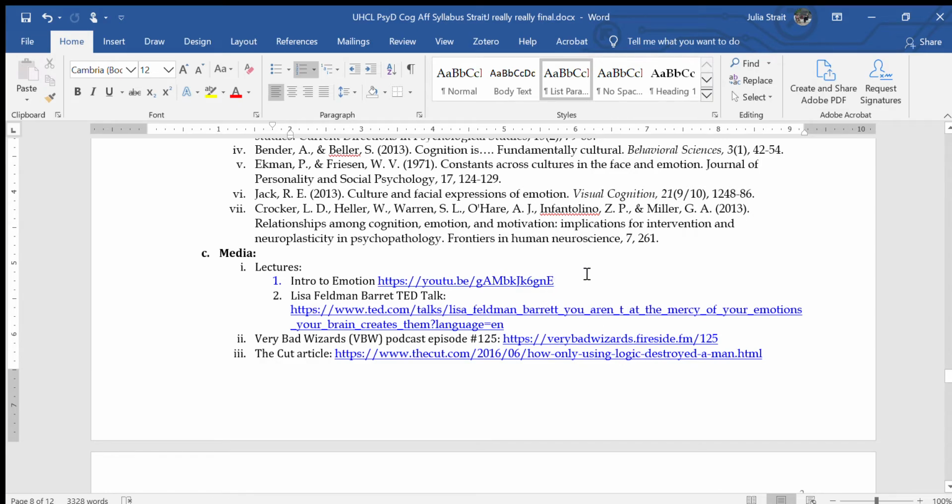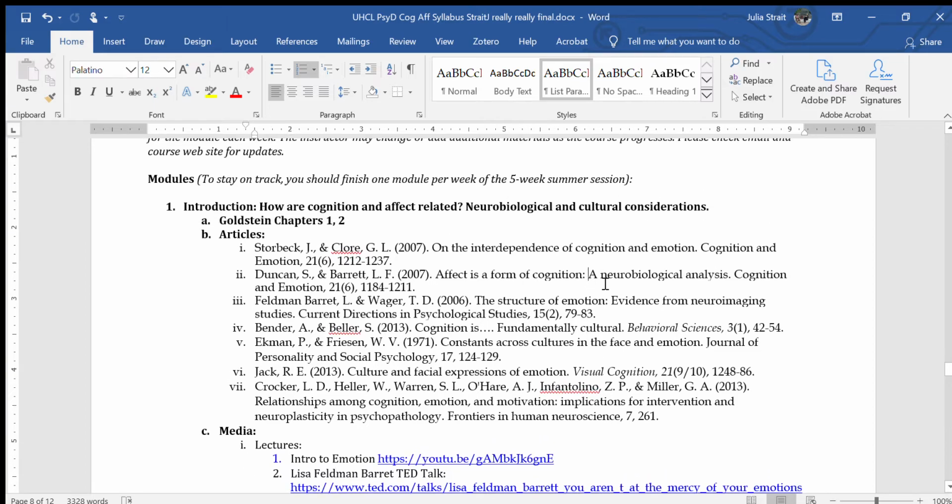And I'm taking notes as I do that, because at the end of the week, I'm going to post a discussion board post talking about what I thought of all this stuff.